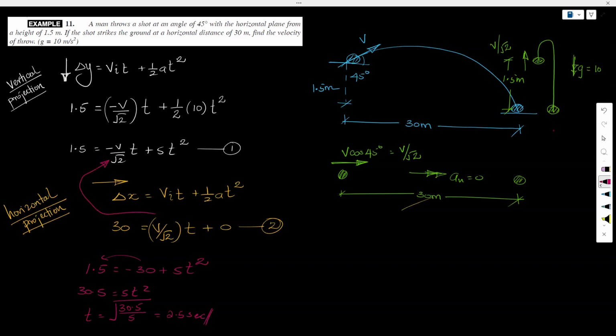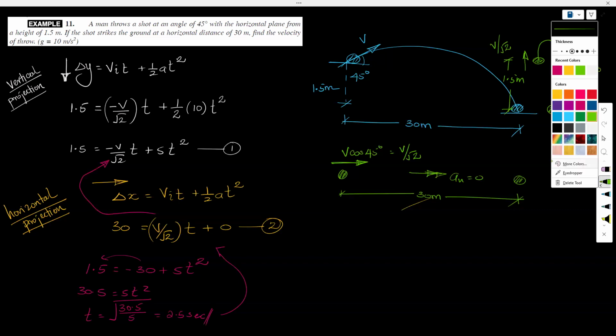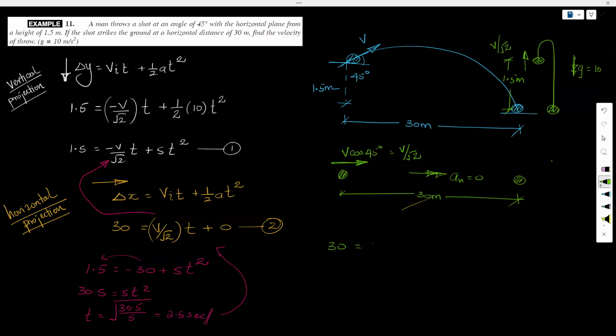We need to find what the v is. So I can substitute this back in this equation, and I can find the v. 30 equals v by root 2 times 2.5. So v is 30 root 2 by 2.5, which is 16.97, so I'm going to consider it as 17 meters per second.